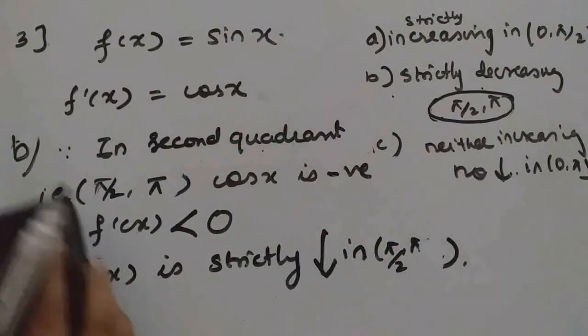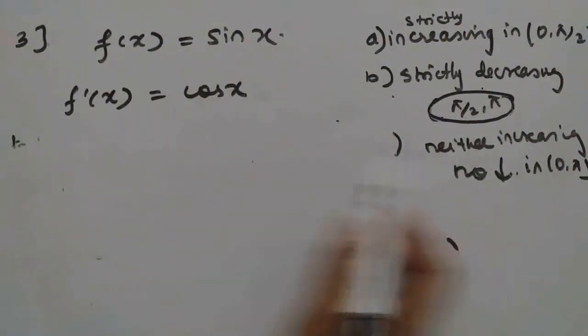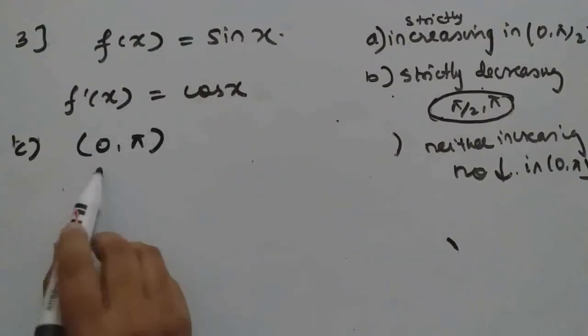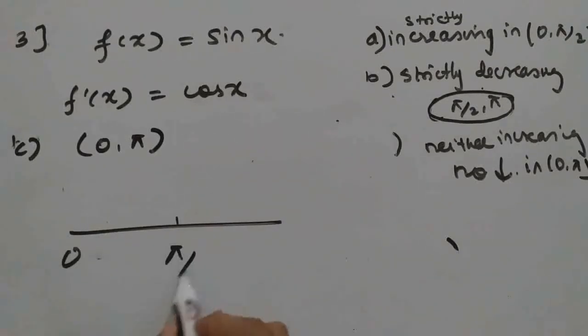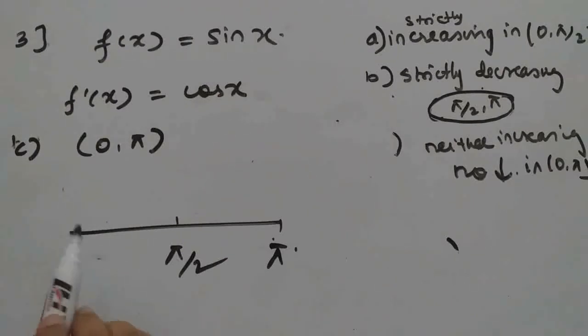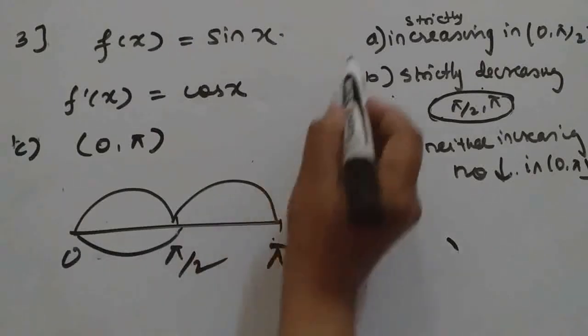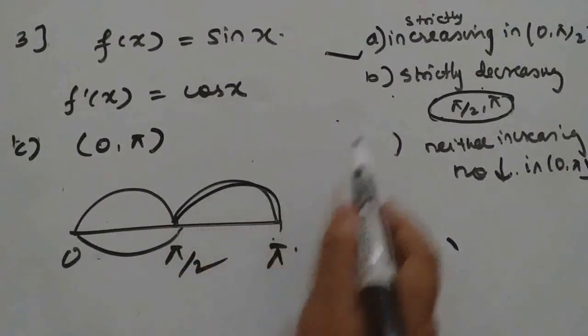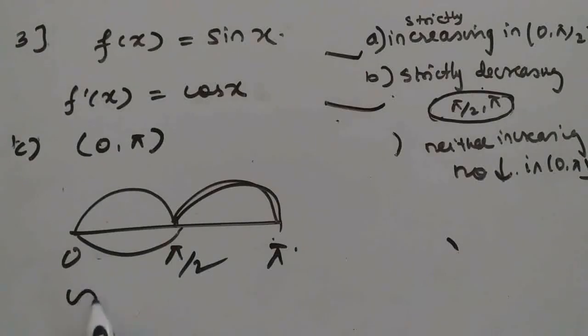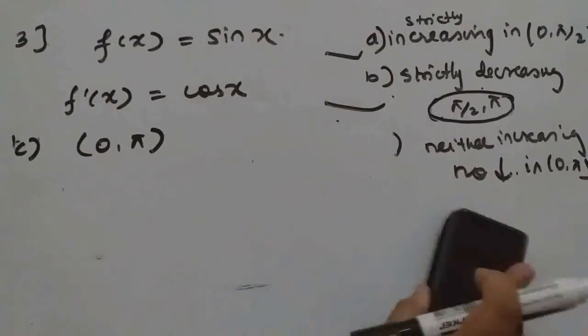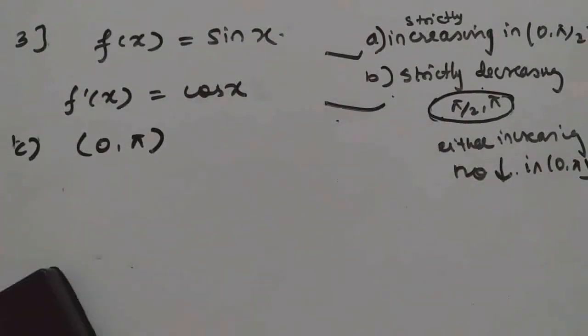Now to show the third part, see, the domain is 0 to pi. So in 0 to pi, if you observe, we can write 0 to pi by 2 plus pi by 2 to pi. So in 0 to pi by 2, the function is increasing, in pi by 2 to pi, the function is decreasing. So in the whole domain 0 to pi, we will say the function is neither increasing nor decreasing. Meaning one particular positive or negative we can't say.